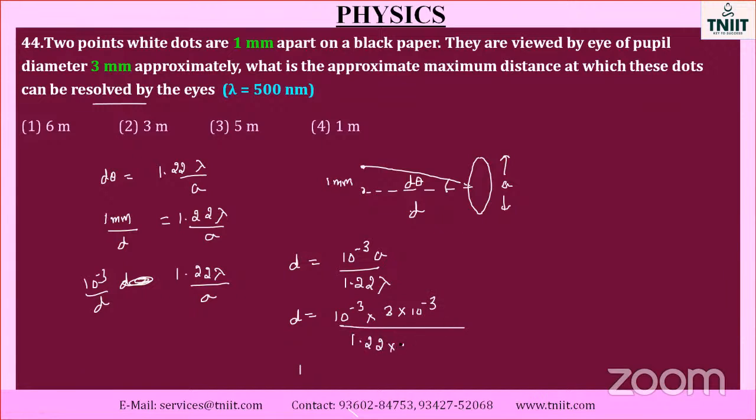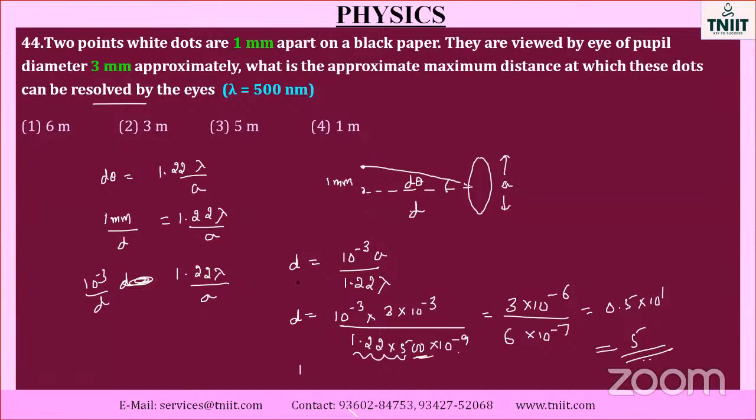Lambda is 500 nanometer. 500 nano means 10 power minus 9. So this value will be 3 into 10 power minus 6 whole thing divided by how much? 1.22 into 500. Approximately you can take 1.22 into 5 will be 6. The 2 zeros I'll take here. So 6 into 10 power minus 7. 3 by 6 is 1 by 2. 1 by 2 is 0.5 into 10 power 1. That value will be equal to 5. So option 3 is the right answer. 5 meter is the distance from the two dots to the lens.